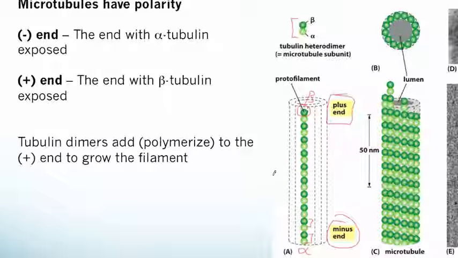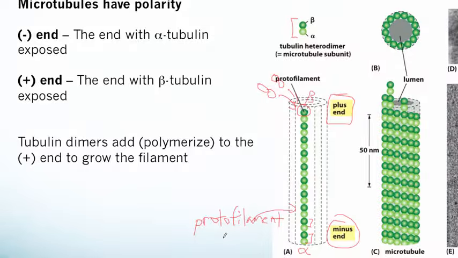So when the microtubule grows, it'll grow by addition at the plus end. So more tubulin subunits will add at this end, okay, and you don't get addition to this end. All right, so the plus end means that that's the side of the filament that's going to grow. So these will continue to polymerize, and they'll make a chain of tubulin subunits. Okay, and this chain right here is called a protofilament.